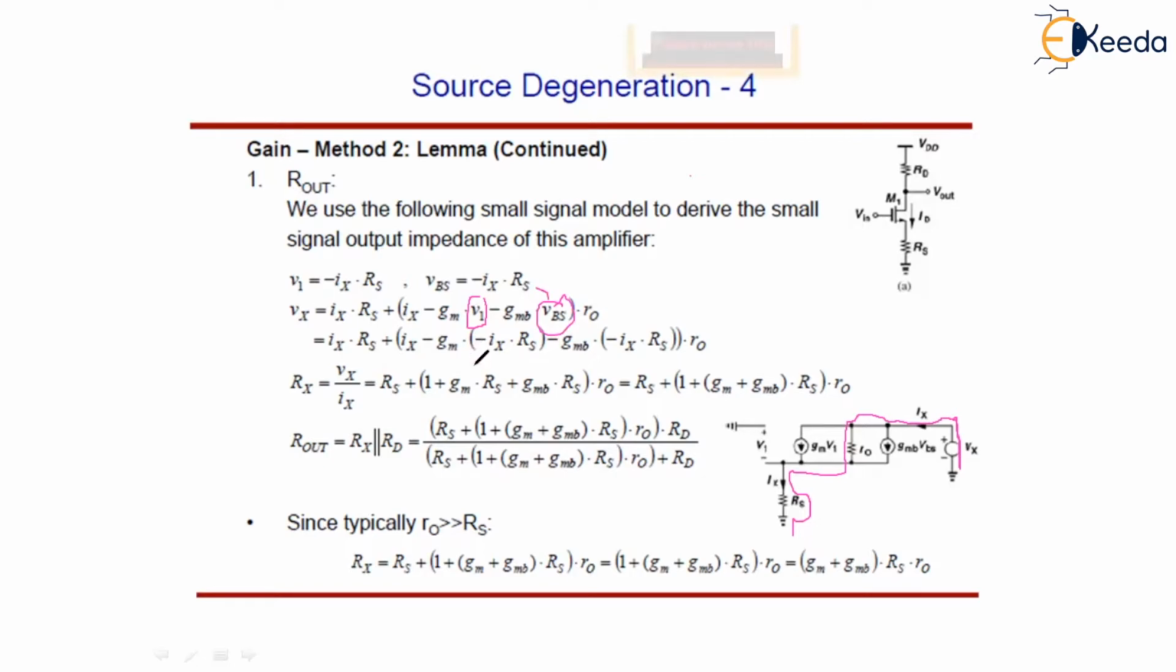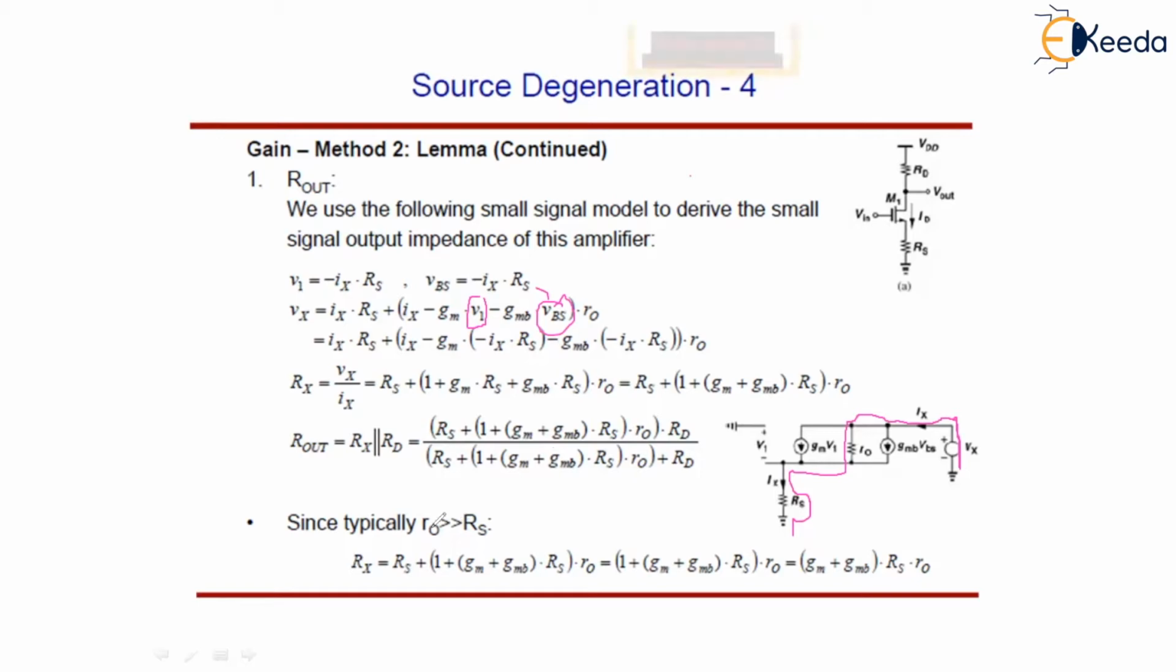Okay, and substituting these values, now finding the Rx, that is Vx upon Ix. We get this equation. Solving it further, taking Rs common, we get this equation. And now the output impedance is Rx in parallel with RD, the degenerated resistance. Okay, we get this as output impedance.